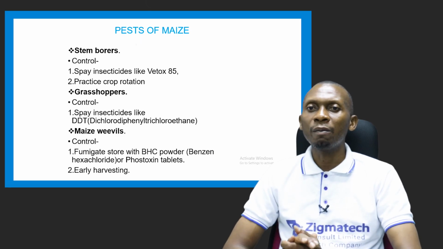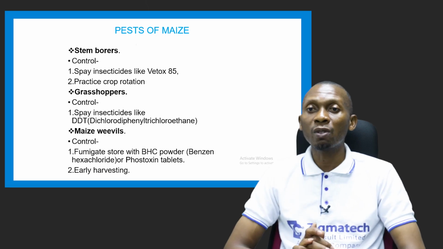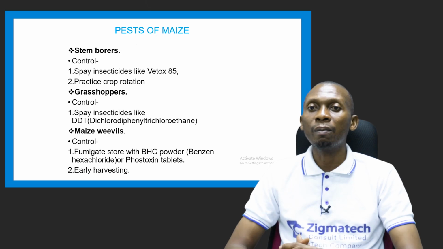Now, let's look at the pests of maize. We have stem borers. And how is it controlled? You spray insecticides like Vetox 85. You can also practice crop rotation. This also helps to break the life cycle of this pest.